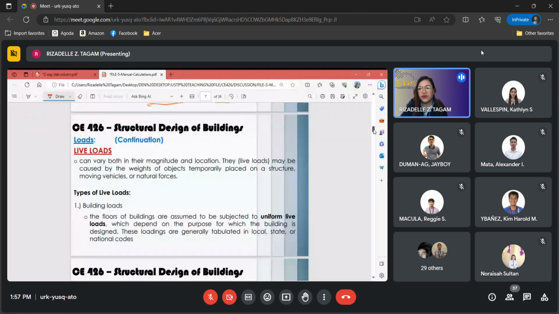So let's go to live load. Okay, live load can vary both in magnitude and location. Live load may be caused by the weights of objects temporarily placed on a structure, or a moving vehicle, or natural forces. That is the difference between live load and dead load. Dead load is the weights permanently attached to the structure. However, live load is the weights that are only temporarily on our structure.